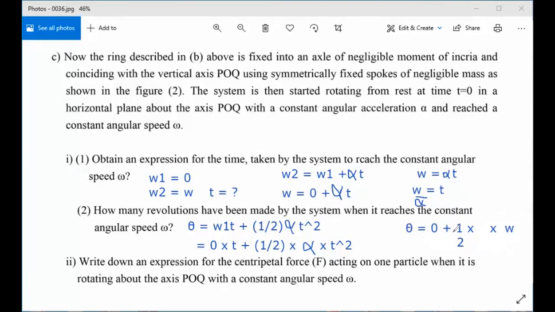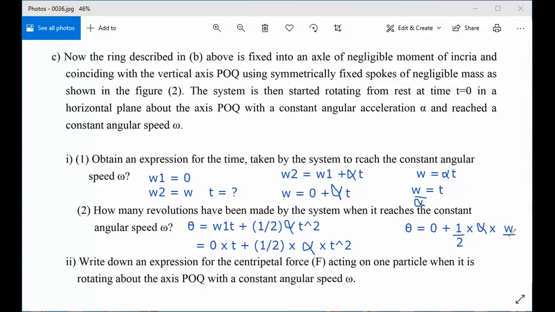Right. So this is 0. This is half. This is alpha. Time is omega over alpha. We have to get the square, like this. Then what will happen? So what should be the final result of theta?